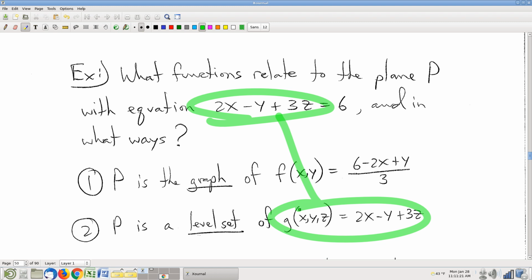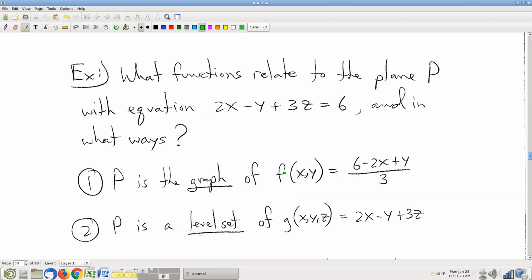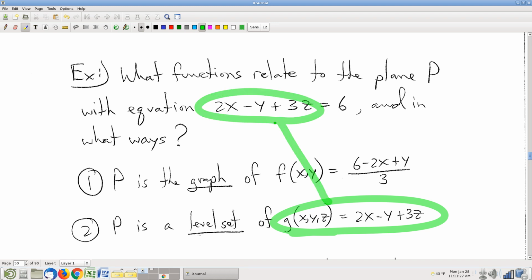So what does this function have to do with anything there? I mean, I can see it right there. Surely this has got to be important. Well, here's what it is. Equals a constant. That plane is a level set of that function g. Everybody on board?